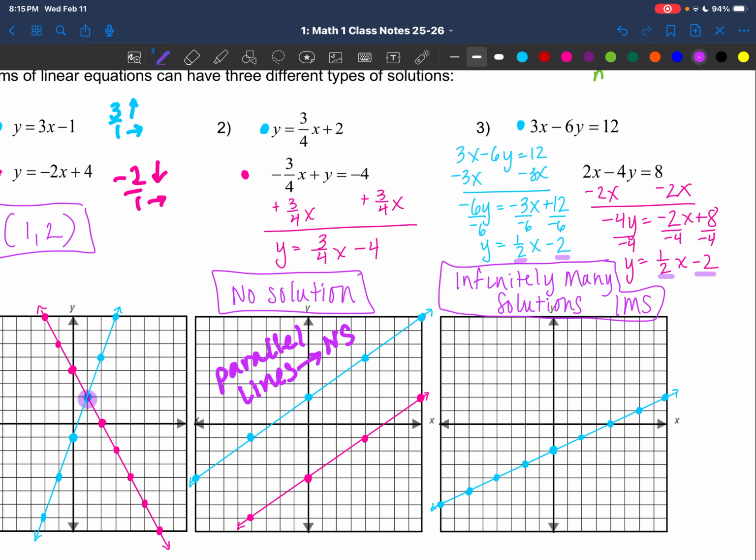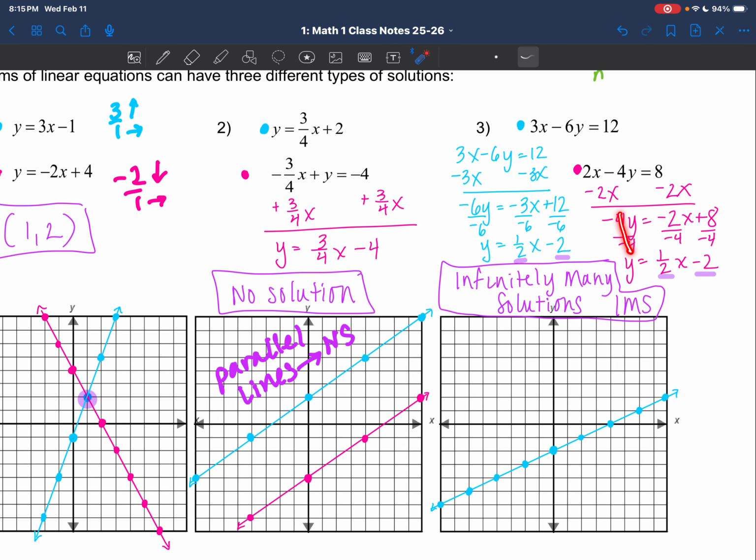So now let's look at the pink, which is right here. So for the pink line, I've already gotten it into y = mx + b because we want to get y by itself. So we're going to move 2x to this side, and I've got -4y = -2x + 8.